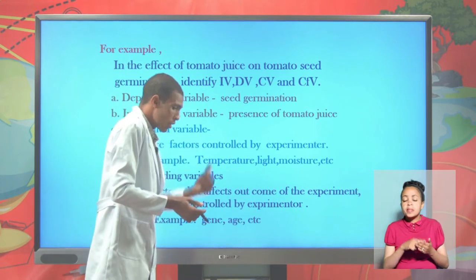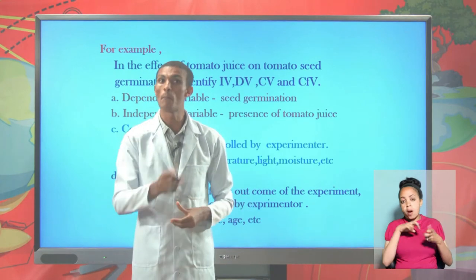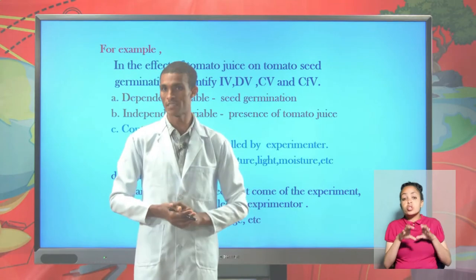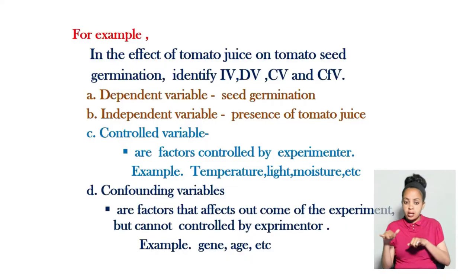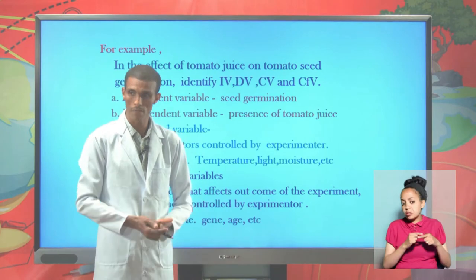Whereas a controlled variable is a variable that can affect our problem, but it does not change because it is held constant by the experimenter. Just like temperature may affect seed germination, light may affect seed germination, moisture may affect it too, but they do not change because they are held constant.